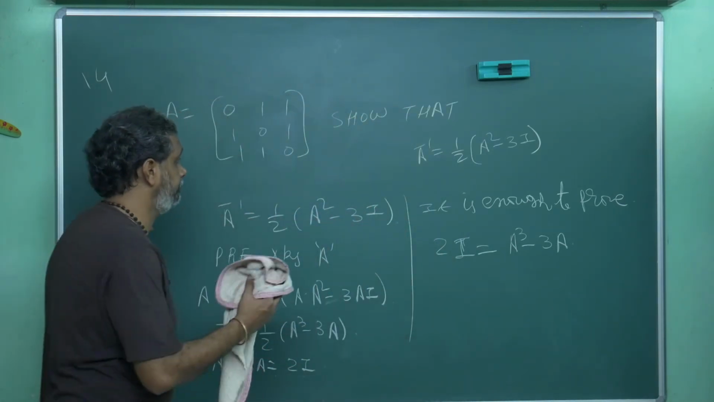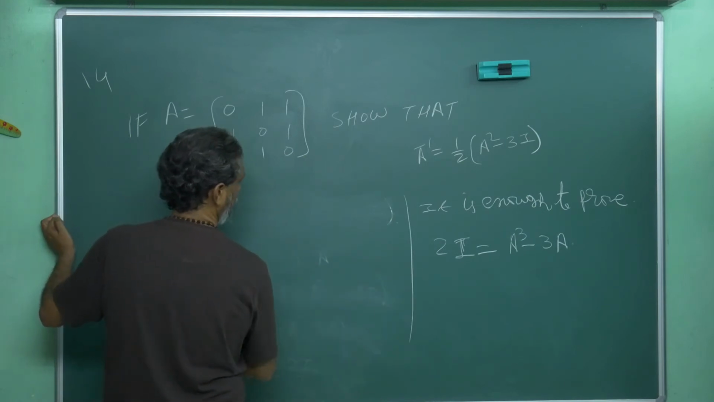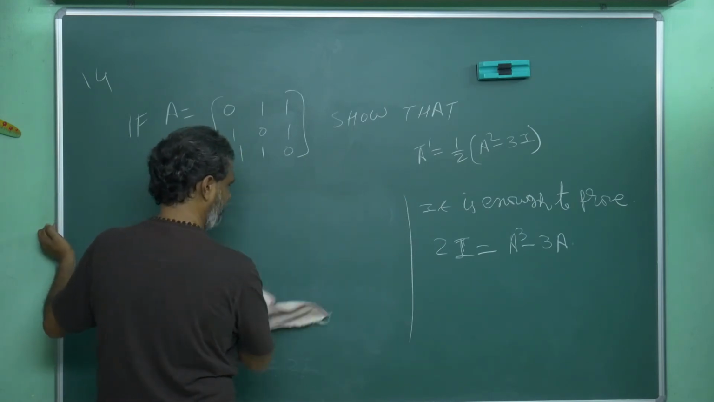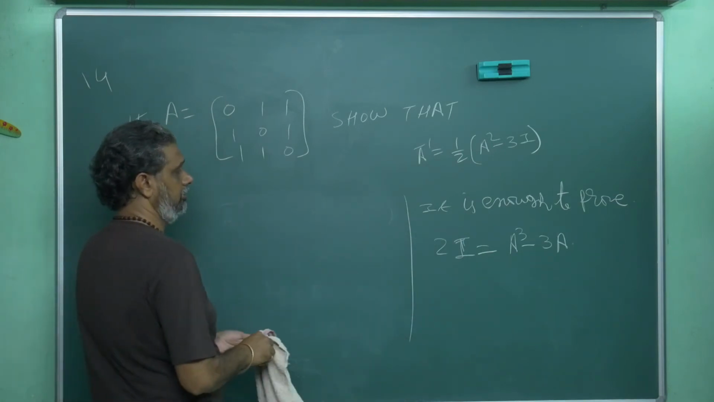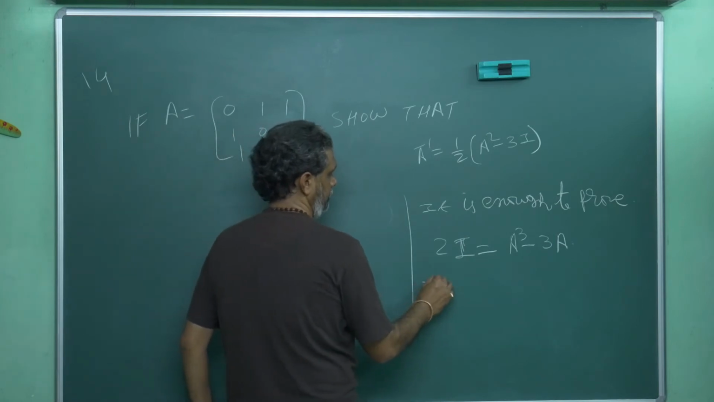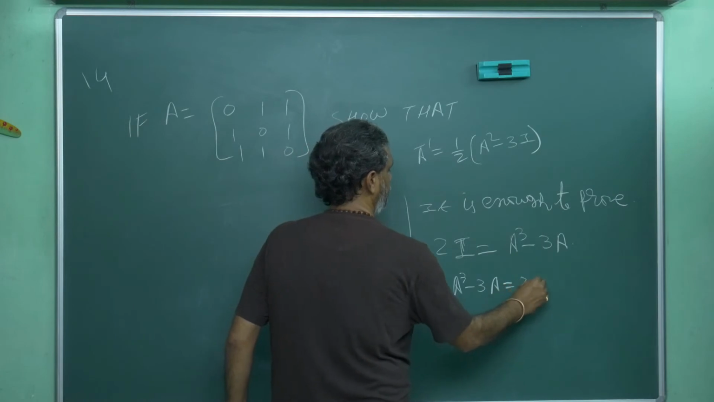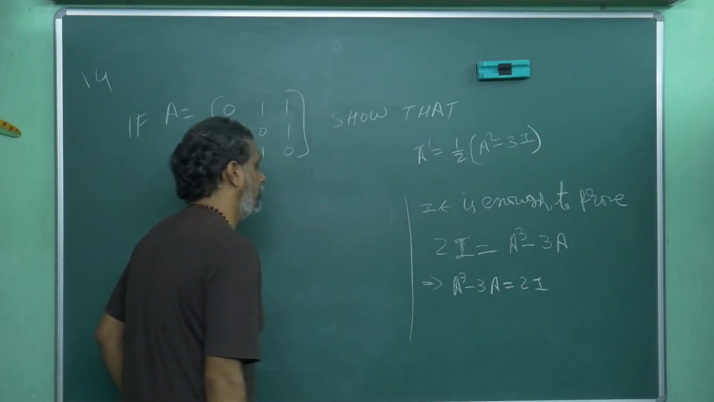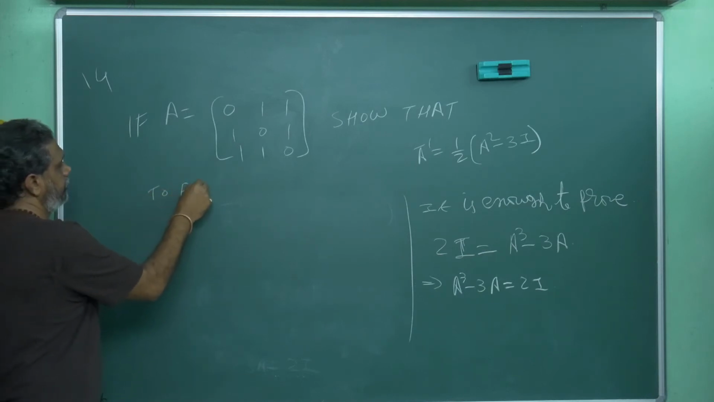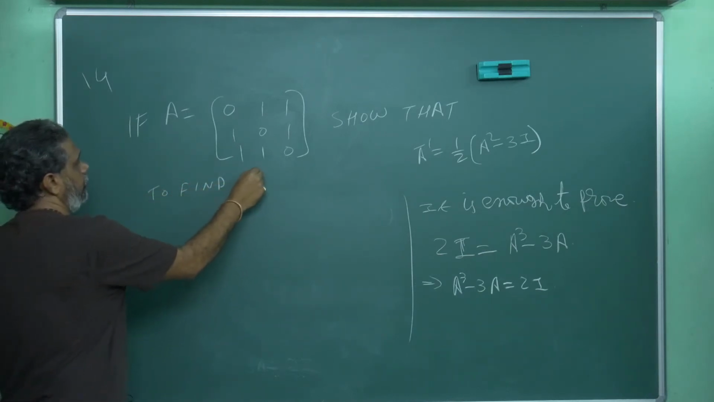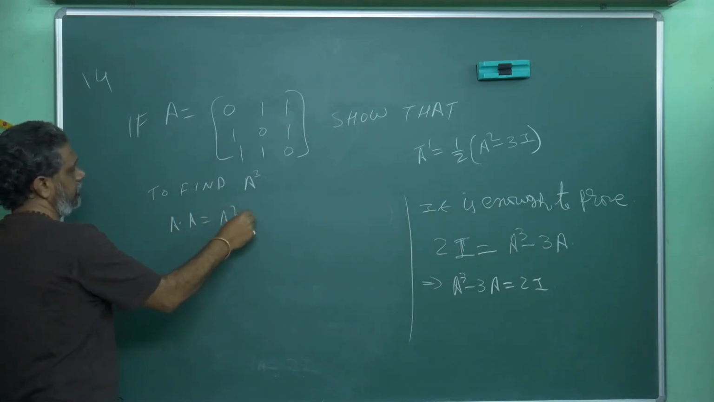Now first I will prove the RHS. How you write it doesn't matter; you can write A cube minus 3A also, or 2I also. You have to prove that. To find A cube, what will you do? First I will find out A square. A into A is equal to A square.